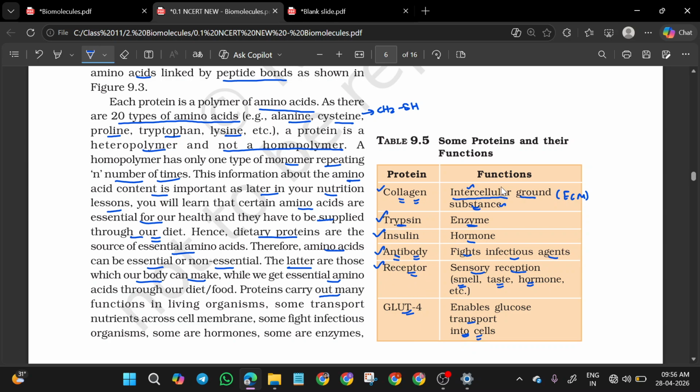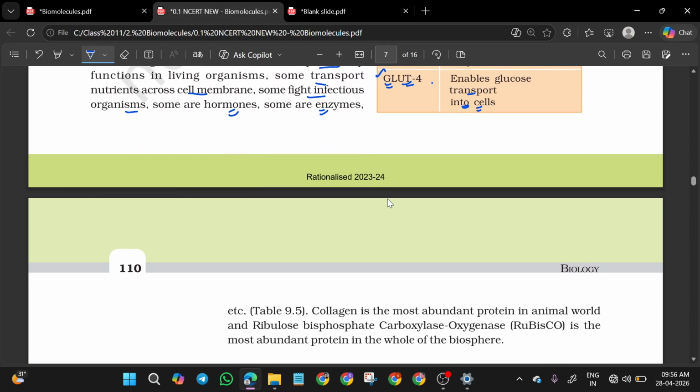அந்த மாதிரி majority of the functions in our body is performed by proteins only. இதெல்லாமே proteins, collagen, trypsin, insulin, antibody, receptor, GLUT4 இன்னும் நிறைய இருக்கும். இது just example கொடுத்திருக்காங்க, அதோட functions என்னென்னு கொடுத்திருக்காங்க. I think this is clear. This we have to remember, so that you can see some transport nutrients across cell membrane like GLUT4, some fight infectious organisms like antibody, some are hormones like insulin, some are enzymes like trypsin. So like this we are having.